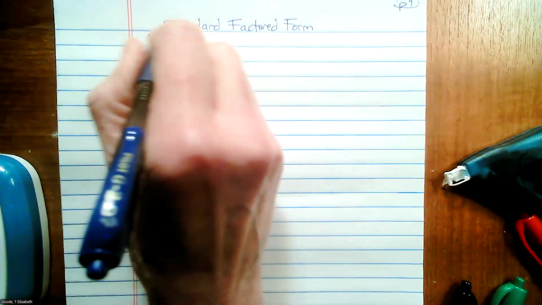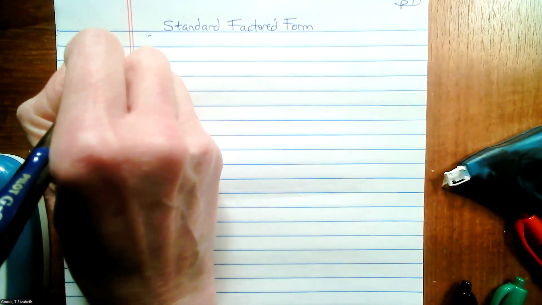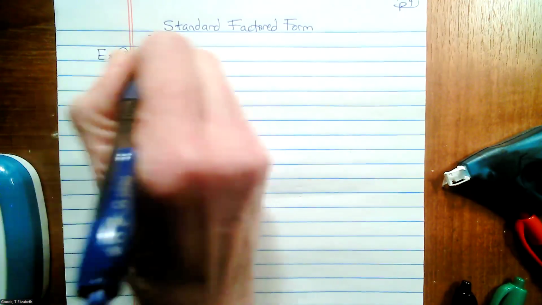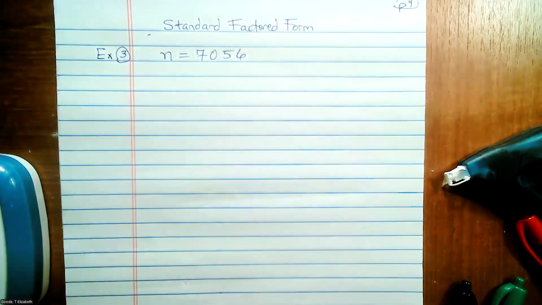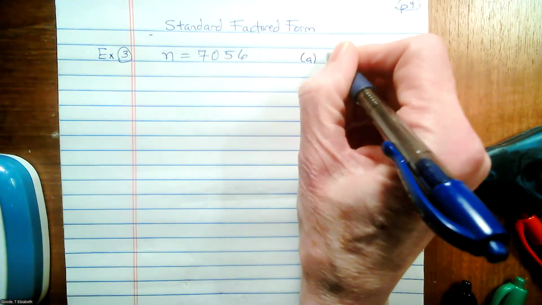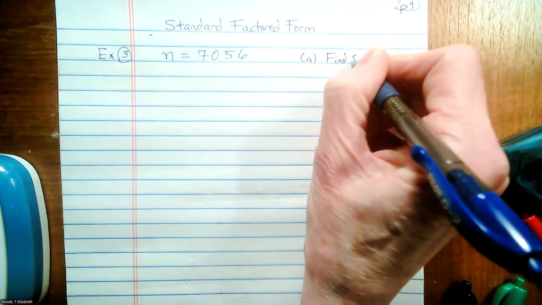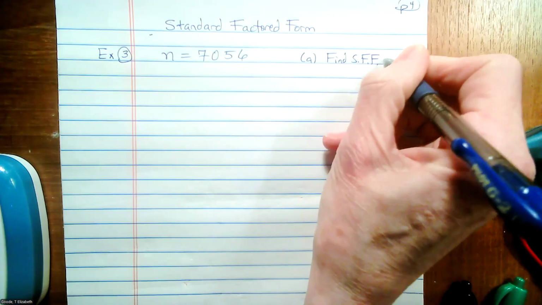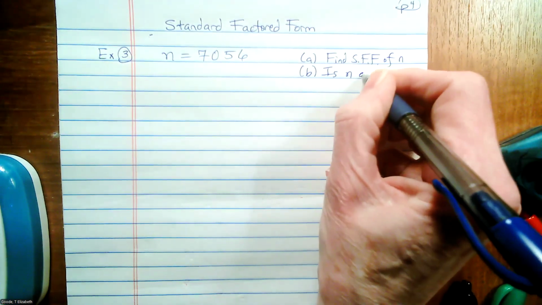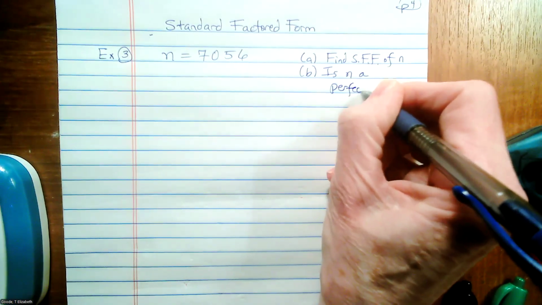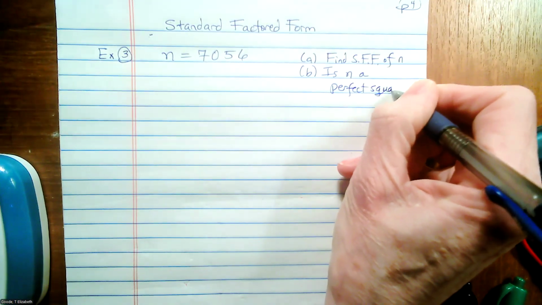Okay. All right, so let's look at this example that you pulled up. N is 7,056. Yes. All right, so we're going to do A, find the standard factored form of N, and then B, is N a perfect square? Now, do you remember what a perfect square is?